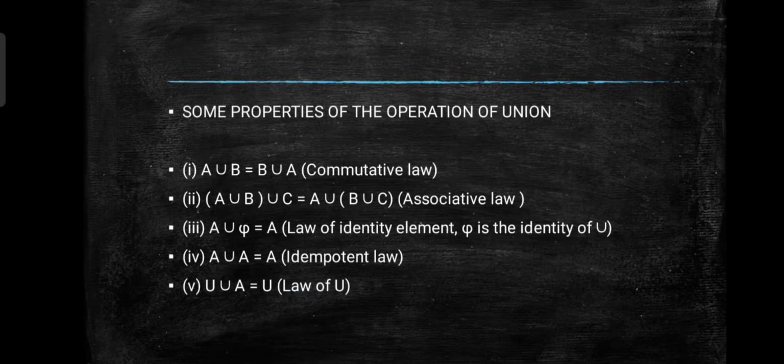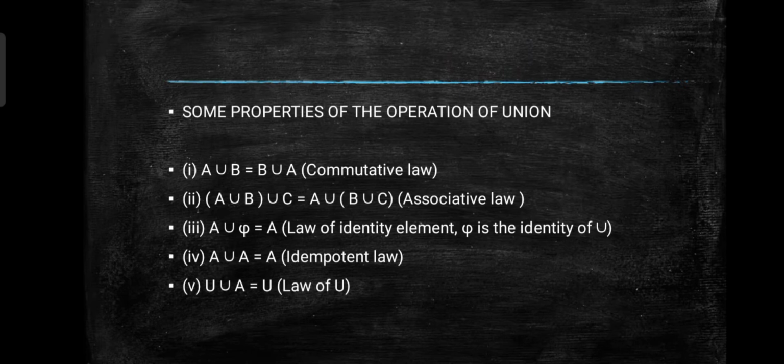Next, some properties of the operation of union. You have a few properties: commutative law, associative law, identity element, idempotent law, and law of union. So A union B is equal to B union A. Eat breakfast and then dinner, or dinner and then breakfast, doesn't matter. All they do is get into your stomach, get digested and get out. So nothing matters. That's what the commutative law is.